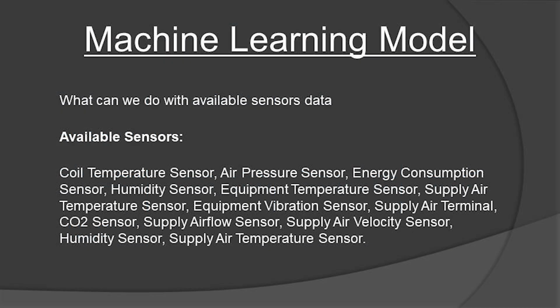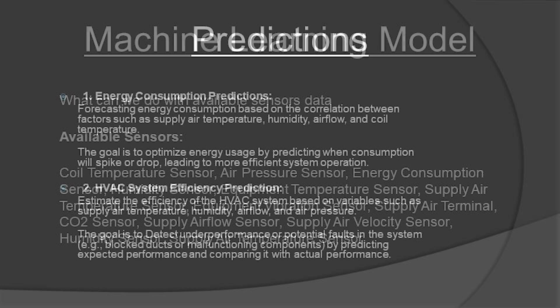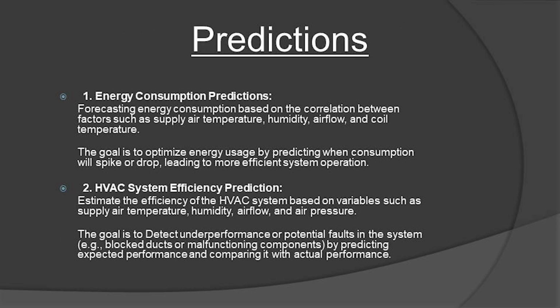Training the machine learning model based on available sensors, what can we achieve? Energy consumption predictions: forecasting energy consumption based on the correlation between factors such as supply air temperature, humidity, airflow, and coil temperature. The goal is to optimize energy usage by predicting when consumption will spike or drop, leading to more efficient system operation.